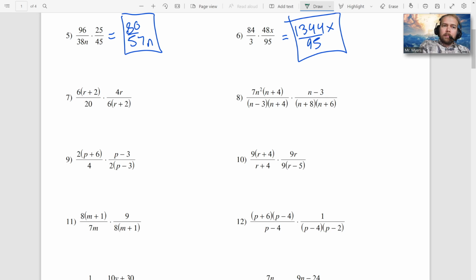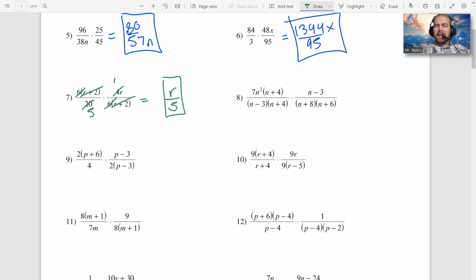So for instance, r plus 2 and r plus 2, 6 and 6. 4 and 20 both divide by 4. If I divide them both by 4, I get 1. 4 divided by 4 is 1, and 20 divided by 4 is 5. So the only thing left on the top is 1 times r, which is r. And on the bottom, I just have 5.